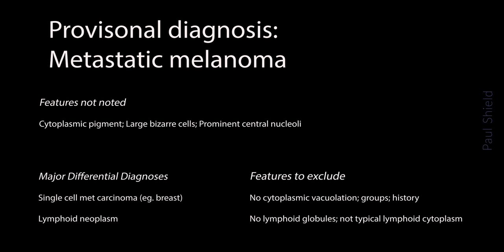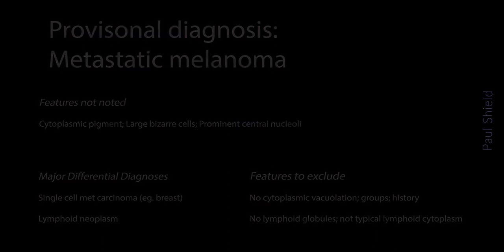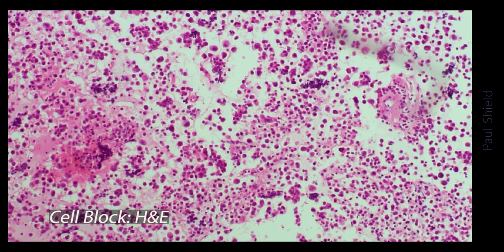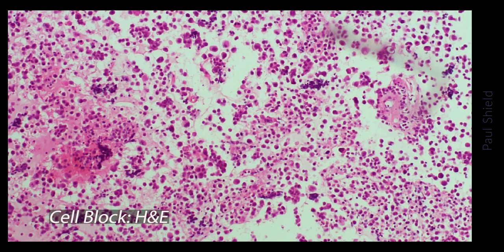The other thing that may have entered the differential diagnosis was a lymphoid abnormality, but we didn't see any background lymphoglandular bodies, and the cytoplasm was really a bit more abundant than we would normally see in lymphomas. There were really no indentations in the nuclei either. So on balance, it's consistent with metastatic melanoma.